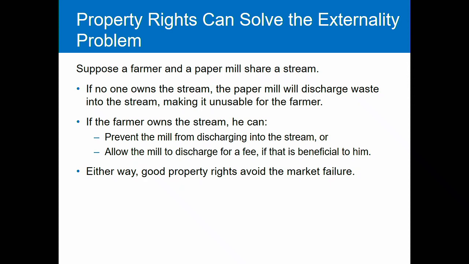Either way, whether the farmer says no, you can't discharge, or yes, you can discharge but you have to pay me, good property rights avoid this market failure. And you can see it from the other side. If the mill owned the stream, they can decide to pollute in there, or they could charge the farmer a fee to reduce their pollution in there.